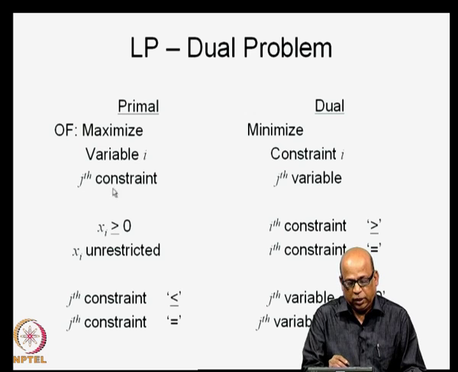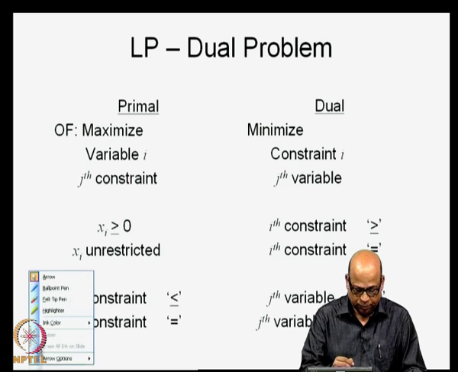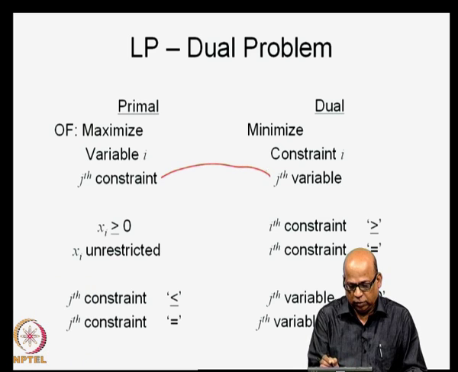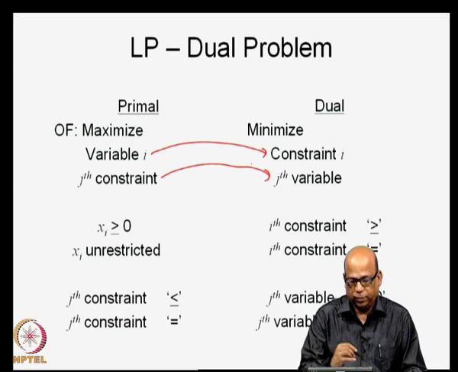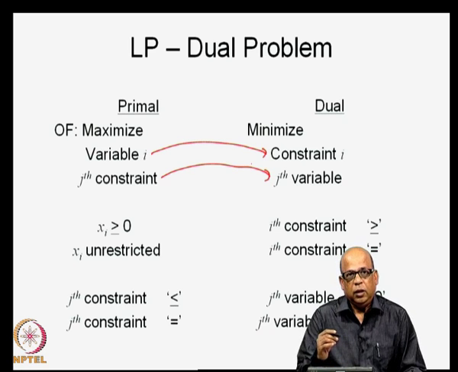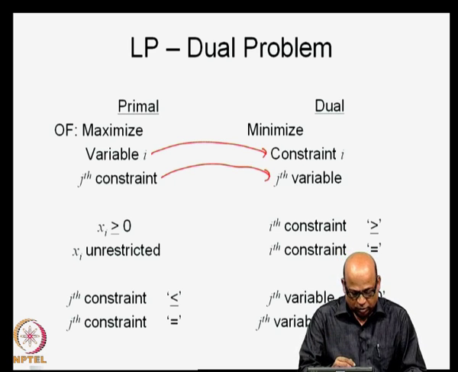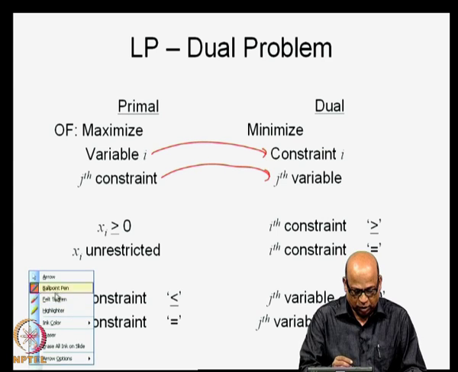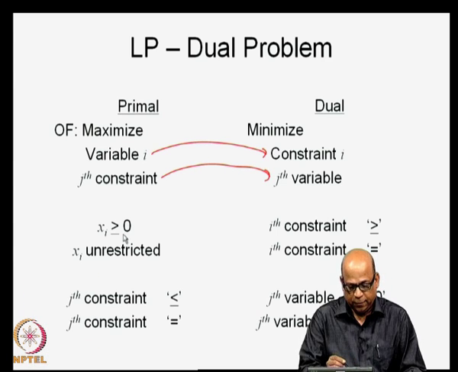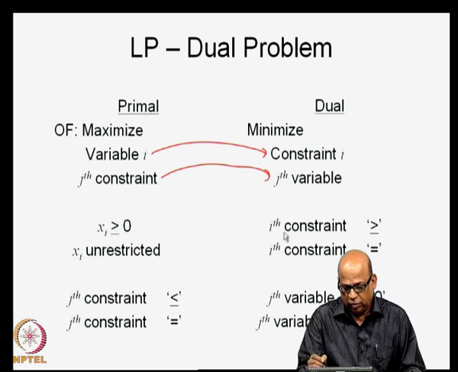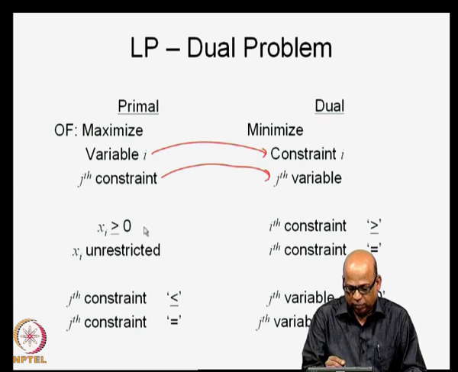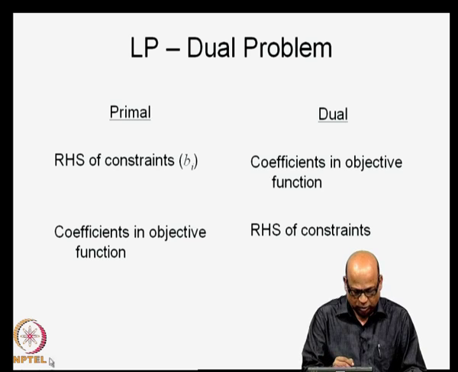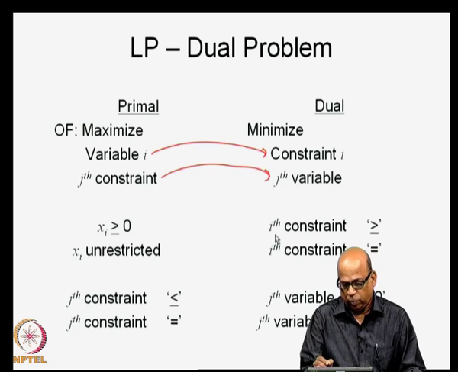The jth constraint in the primal will correspond to the jth variable in the dual. So, these are corresponding and so on. If in your primal problem you have an ith variable as greater than or equal to 0, then in the dual problem for this particular structure, you will have the ith constraint as greater than or equal to, because your objective function is minimization here.